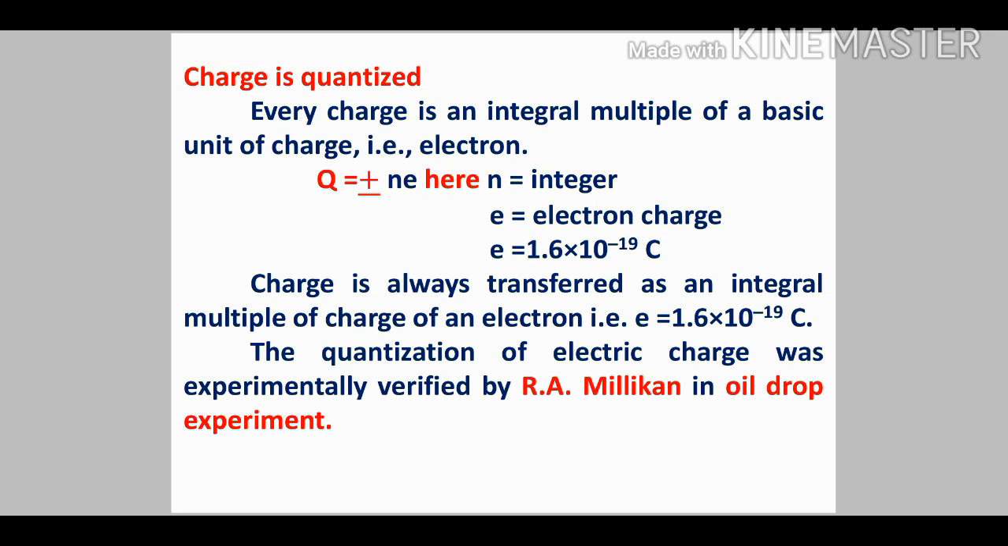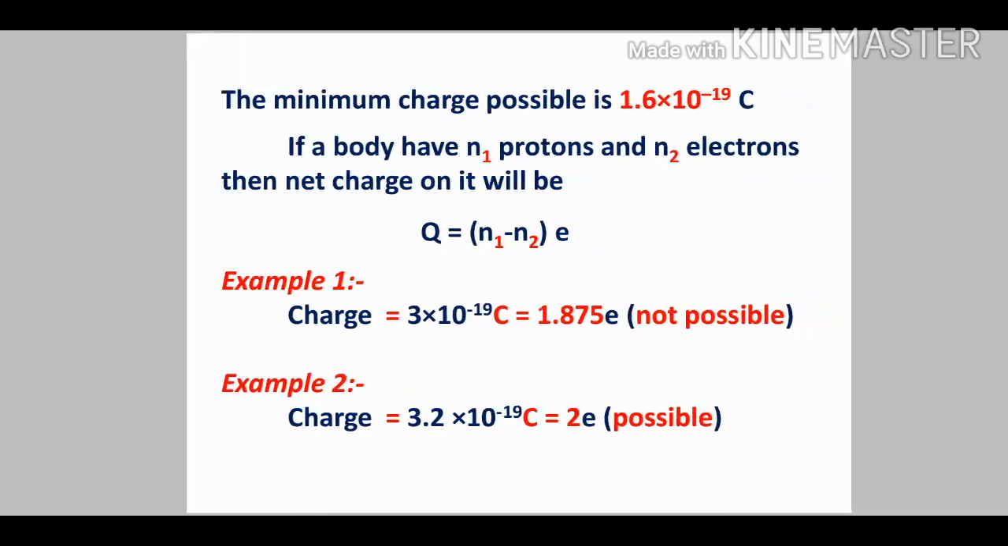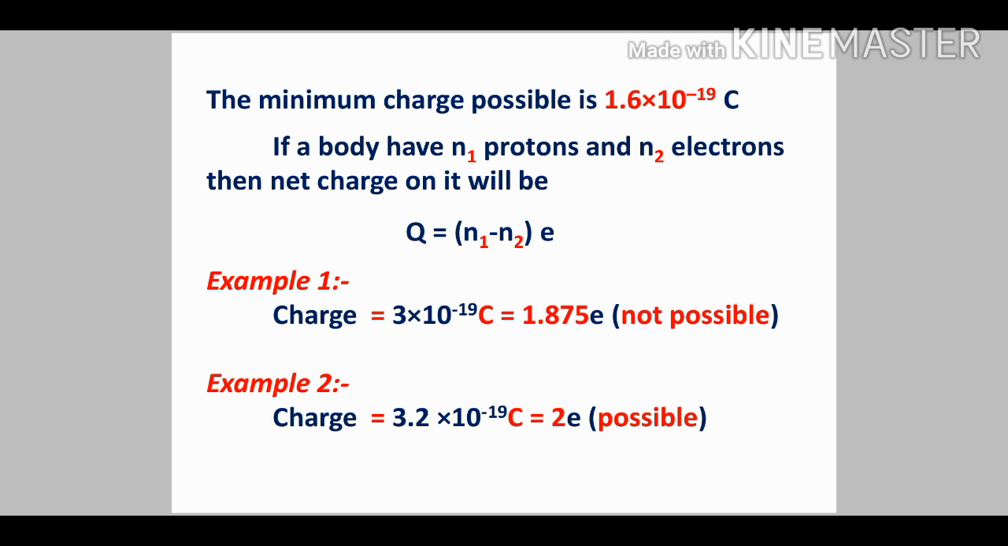So charge is transferred from one body to another body in the form of integral multiple of charge of an electron. The quantization of electric charge was experimentally verified by R.A. Millikan by using his oil drop experiment. The minimum charge possible is 1.6 into 10 power minus 19 coulomb. So what is the minimum possible charge value? It is 1.6 into 10 power minus 19 coulomb. If a body has n1 protons and n2 electrons, then net charge on it will be Q is equal to n1 minus n2 into e. We will see with the help of examples which charge is impossible in this nature and which charge is possible.